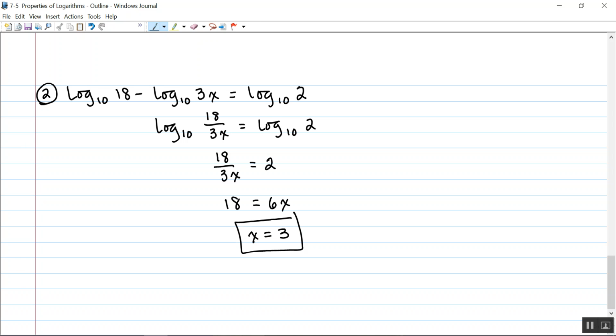So in this section, we took a look at a bunch of different properties of logarithms, how to use the product and quotient properties, a few miscellaneous properties, and the power property.